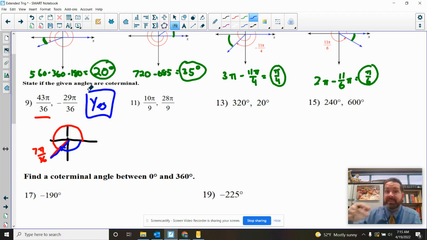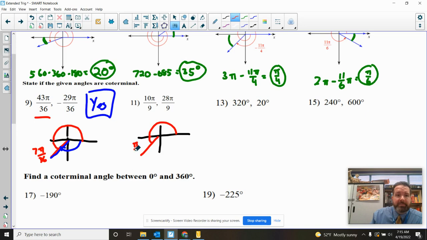They will have the same sine and the same cosine because they are at the same location in the unit circle. Let's go again. Here and here. So 10 pi over 9. This one I can kind of just do in my head. 9 pi over 9 is half a rotation. So I've got to go an extra 1 pi over 9. It's going to be in quadrant 3 with a reference of pi over 9.